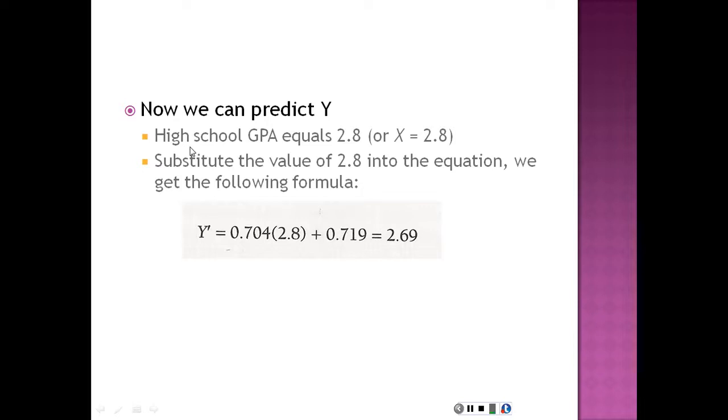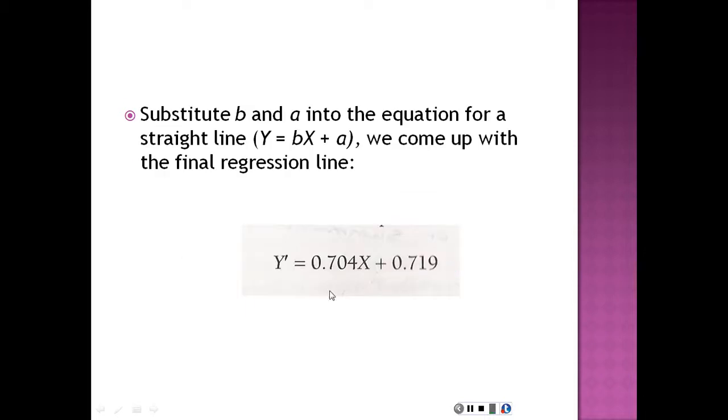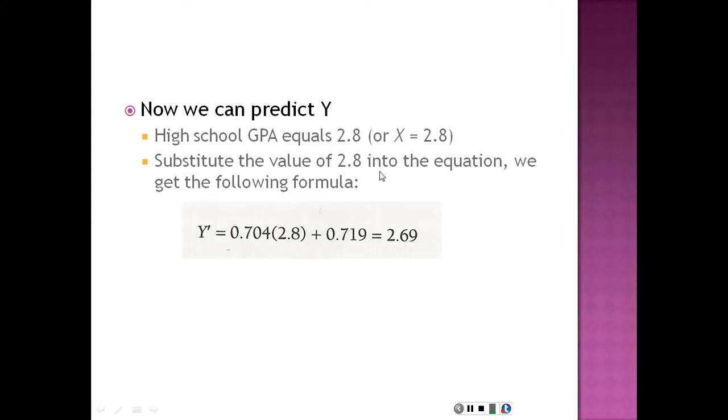So let's say that high school GPA equals 2.8, or x would equal 2.8. We had our equation here, and if we were given what x is, a GPA of 2.8, we can substitute the value of 2.8 into the equation, and we would get the following formula. And so 2.69 would be the predicted value of y given x is equal to 2.8. So basically, if a student has a high school GPA of 2.8, it's predicted that that individual would have a college GPA of 2.69.